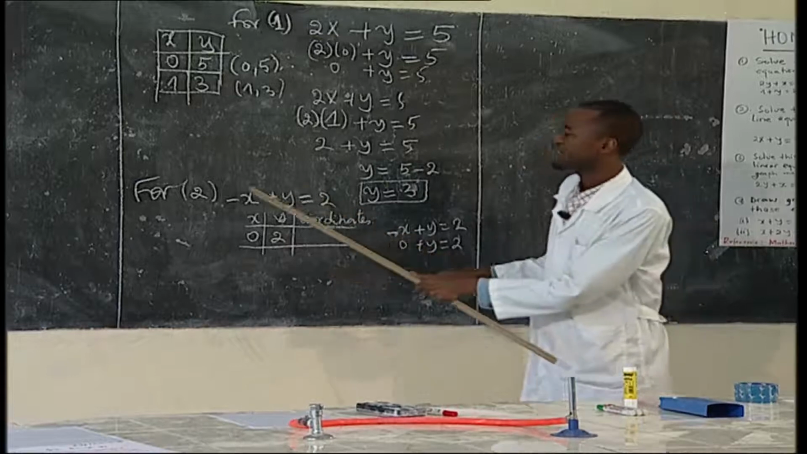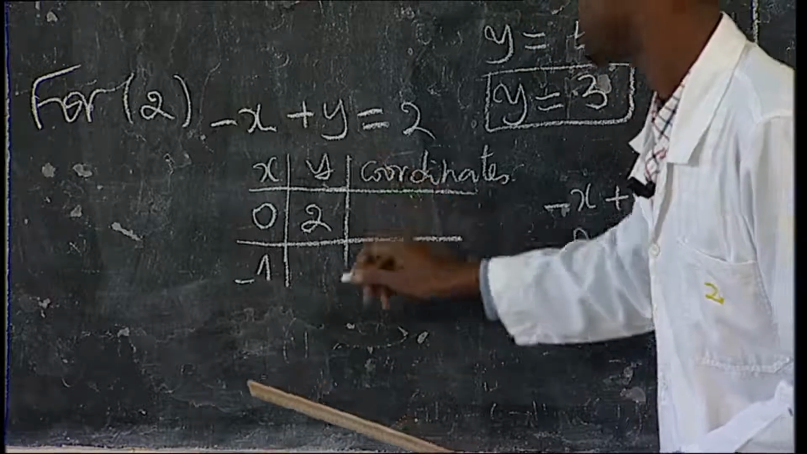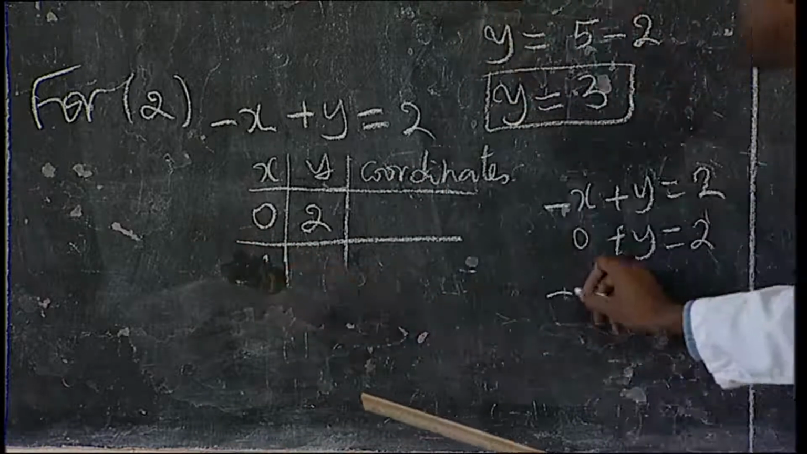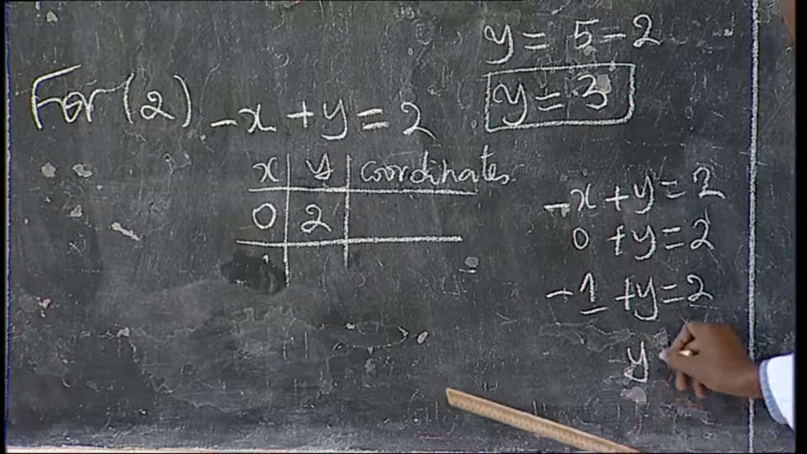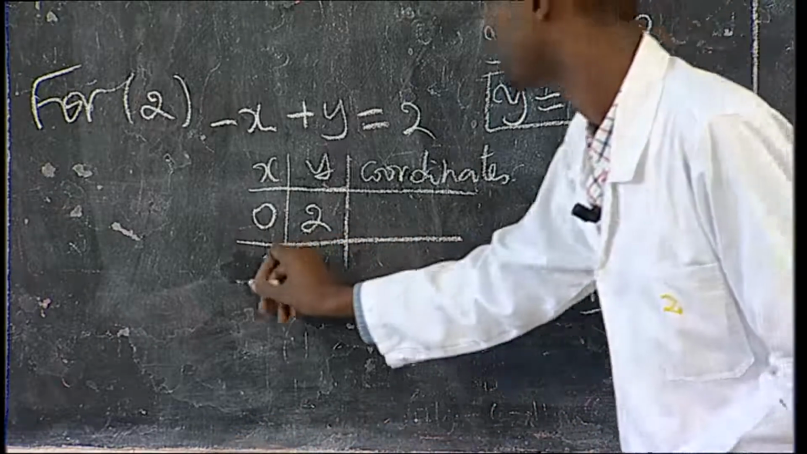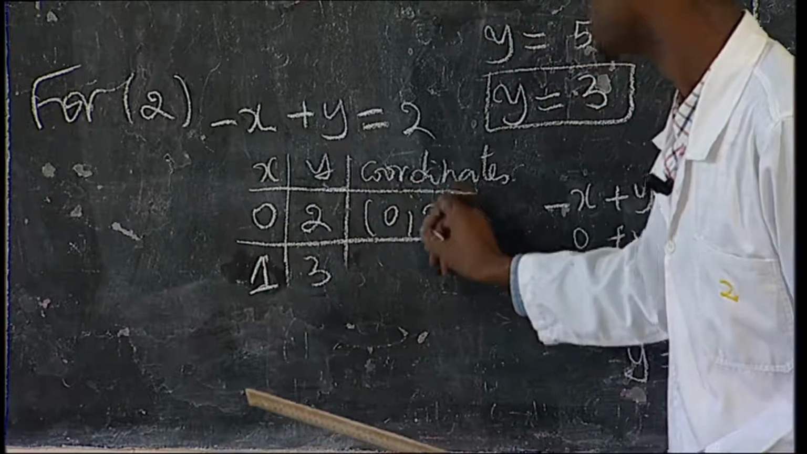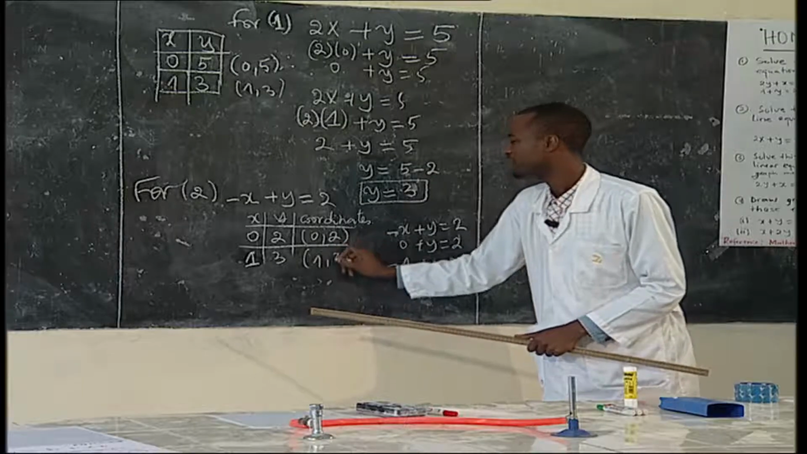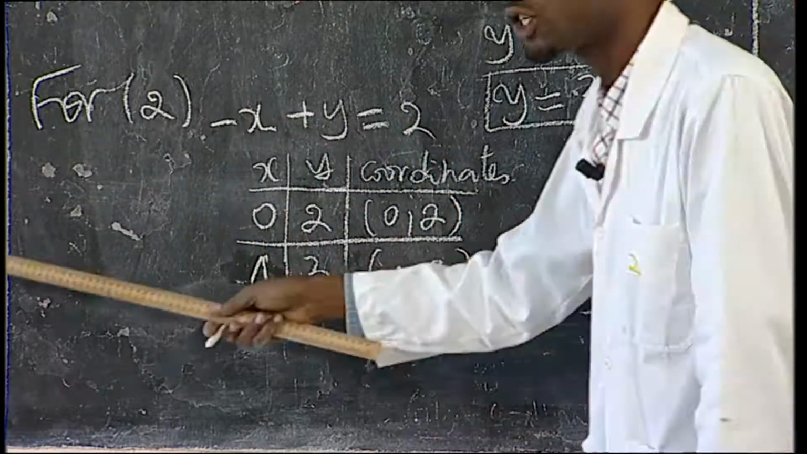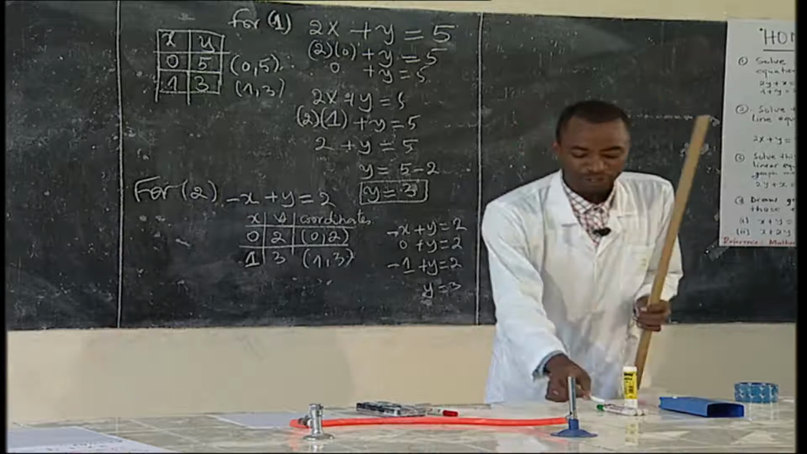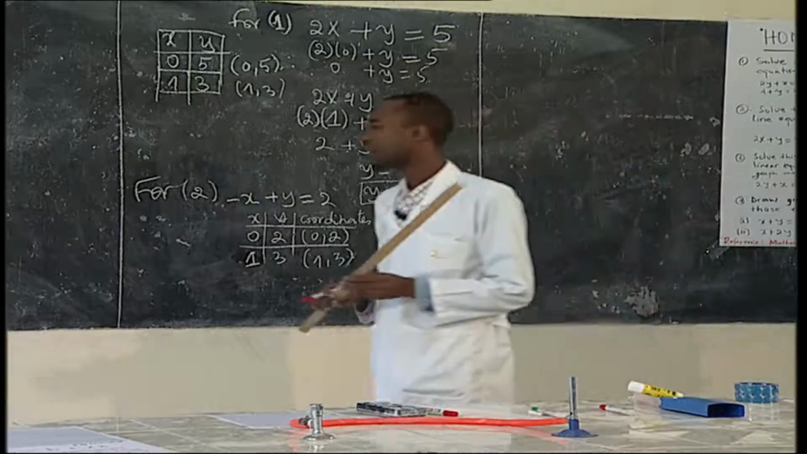Let's say x is equal to 1. It will be negative 1, and then negative 1 plus y equals 2. Y will be equal to 3. We have now 1 here, and we have 3. Here we have 0 and 2, and here we have 1 and 3. Let's look at this line also on our Cartesian plane. It's better to use a different color so that you can see this pretty well. Let me use a red color.